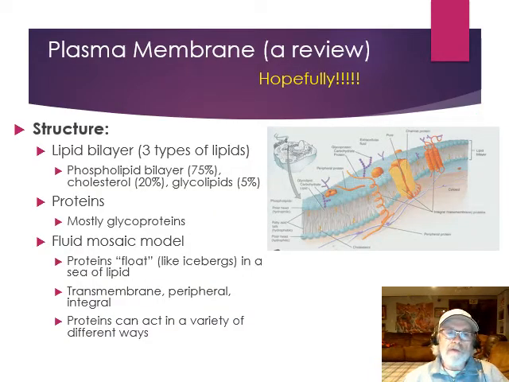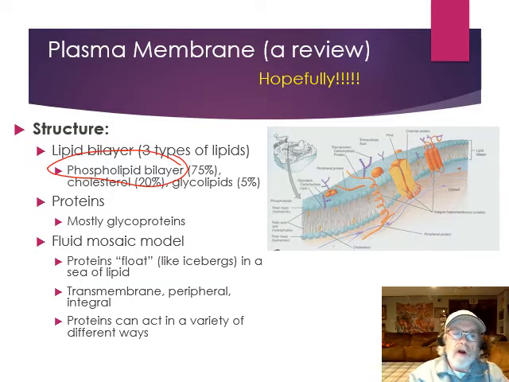First of all, as a review, and hopefully this is something you know from when we talked about cell structure and the cell membrane, we know that it's a lipid bilayer, and it has a couple of different lipids. This is actually the previous slide from the first lecture. We know that it has three layers, but the most important one is the phospholipid. Most of the proteins that we have are called glycoproteins.